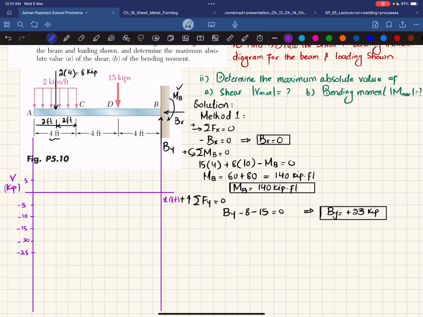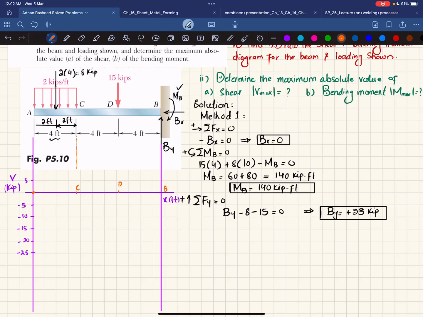Okay, starting from the very first point at point A, you can see shear force is equal to 0 because there is a distributed load. So for x equal to 0, 2 multiplied by 0 is 0 at this point. So the first point will be this one. Clear? Now we are going to find out the shear force at point C. This is point C and this is your point D. And this is your point B.